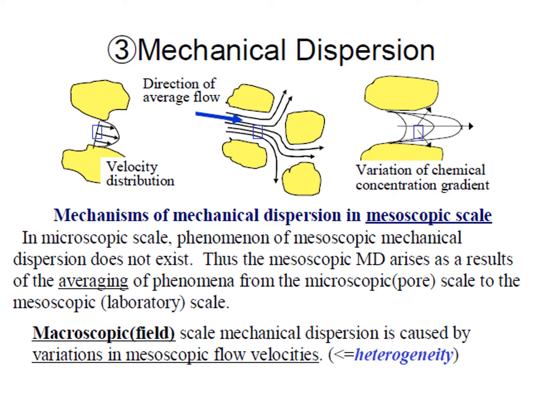Now another important physical process, which we talked about earlier as well, is mechanical dispersion. If you see these figures, in this figure you see the movement is along the variation of chemical concentration gradient, and this movement is quite facilitated by the gradient. Here the concentration is higher, here the concentration is less.